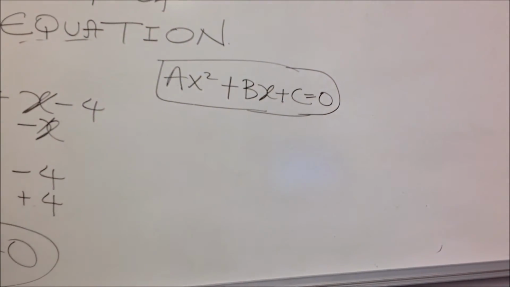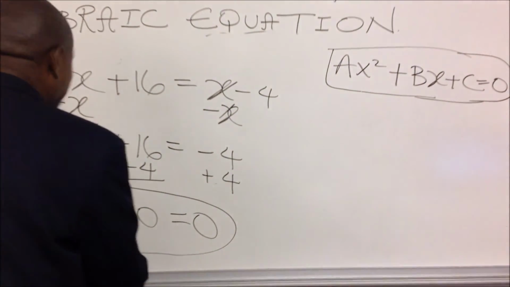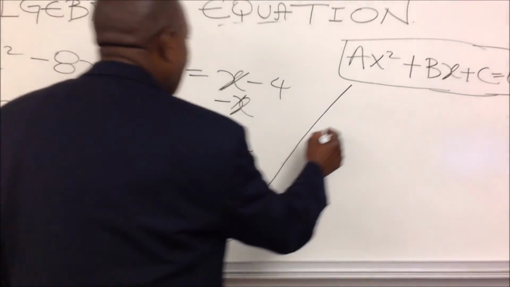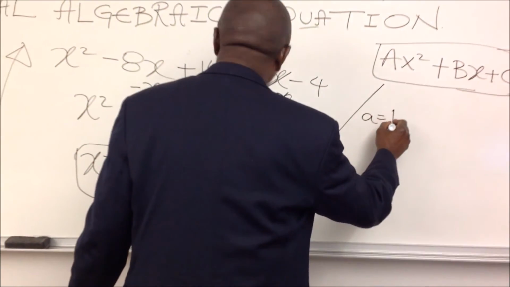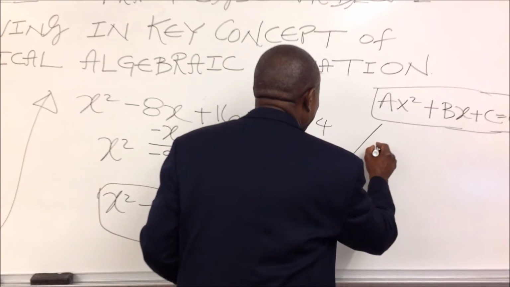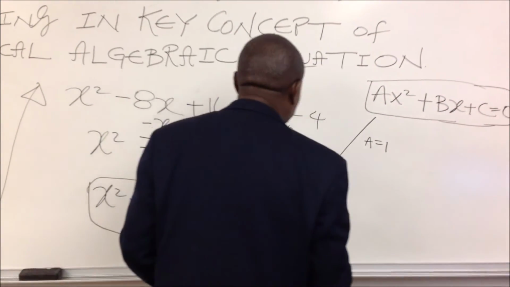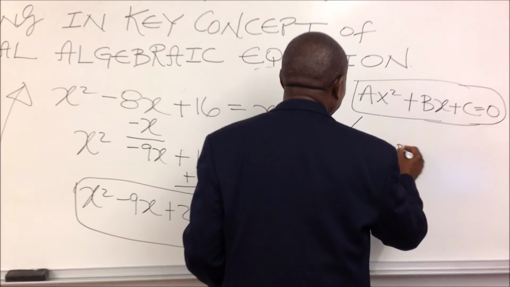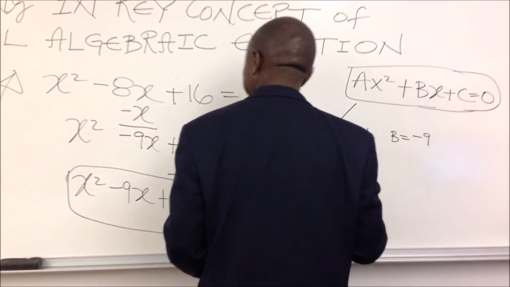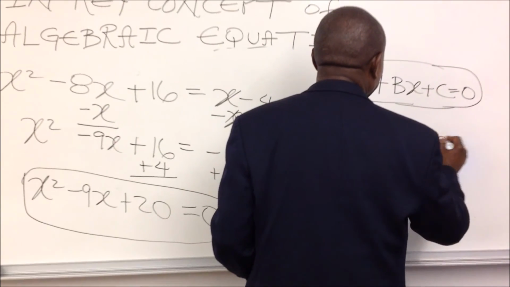In our problem, notice that the A here is what? If we connect this problem to this model, our A here is 1. Okay, if we want to use capital A, that is fine. Our A here is 1 in this problem. Our B is -9. Our C is 20.